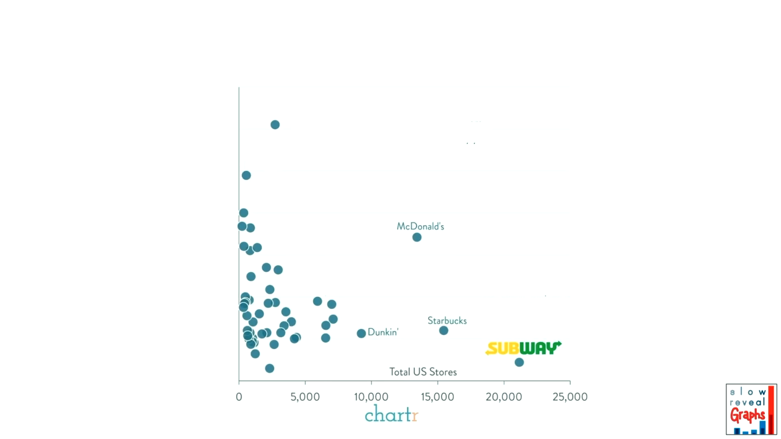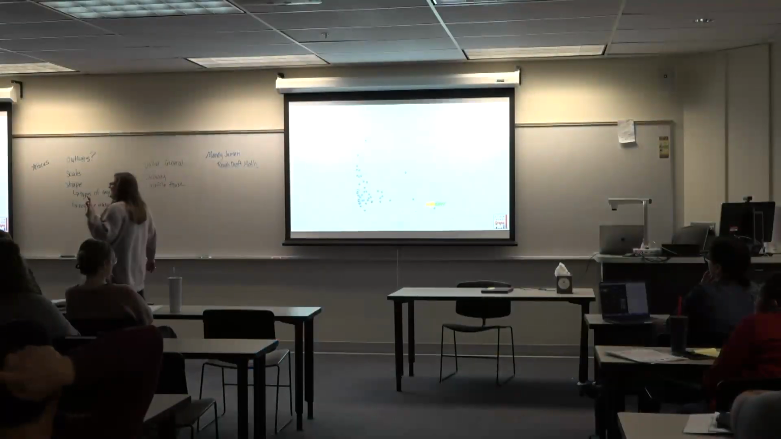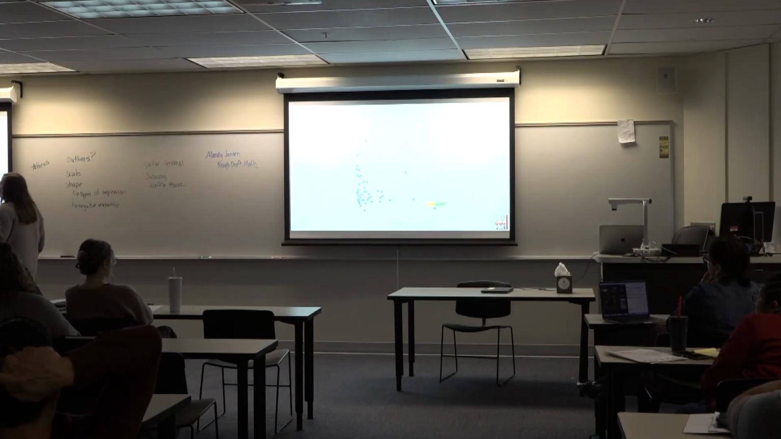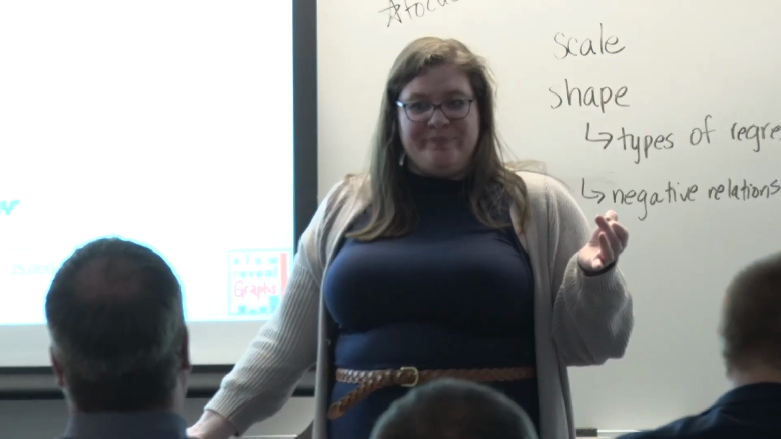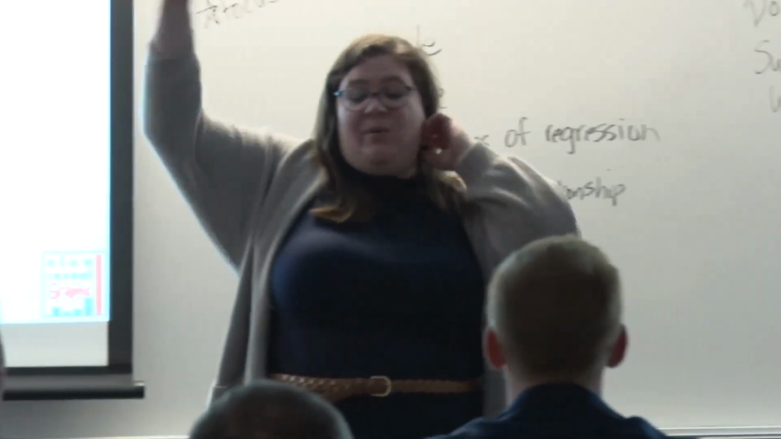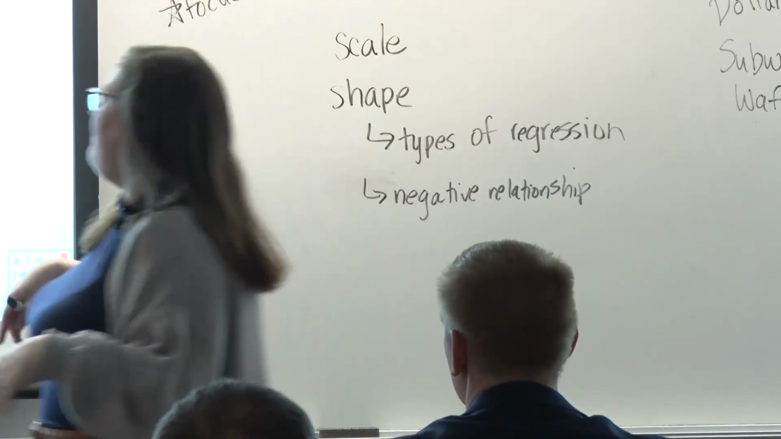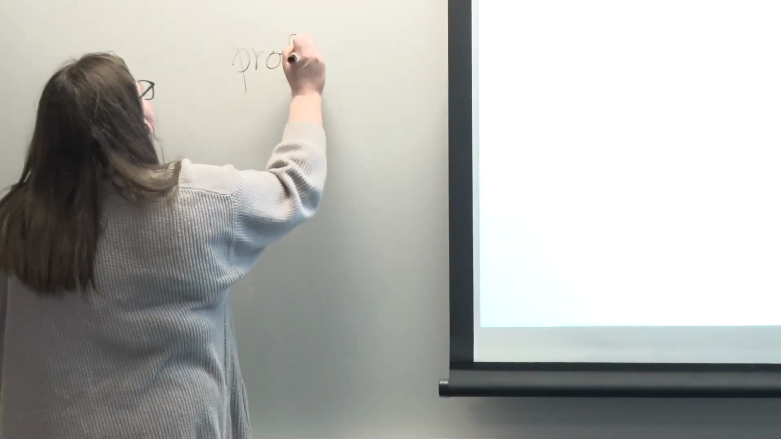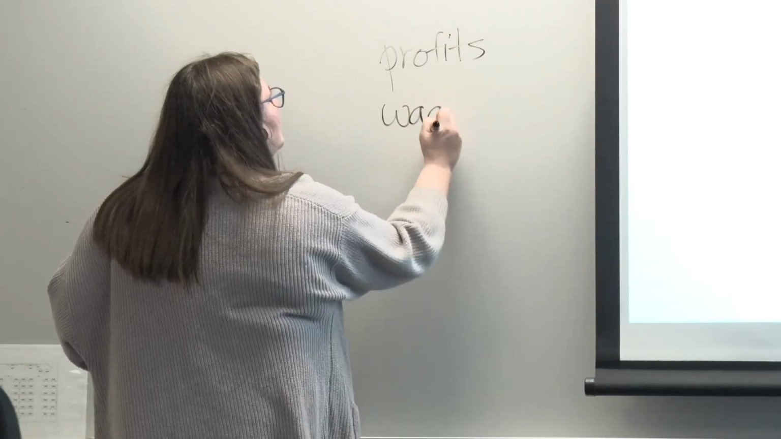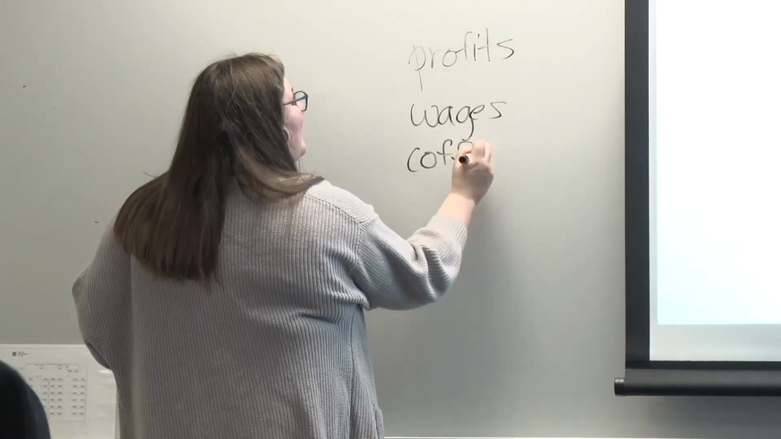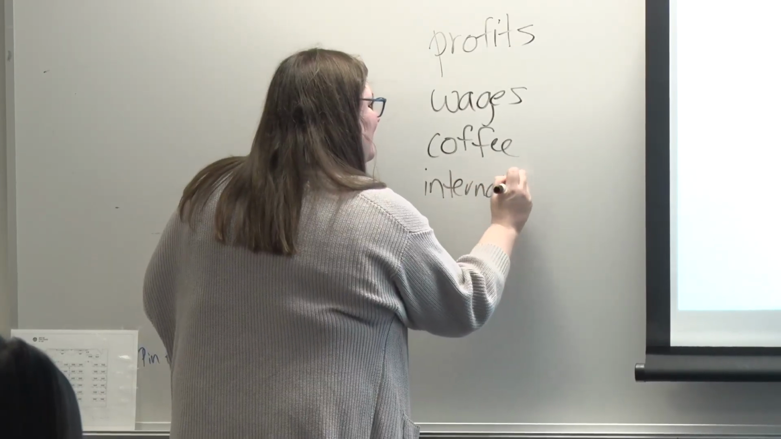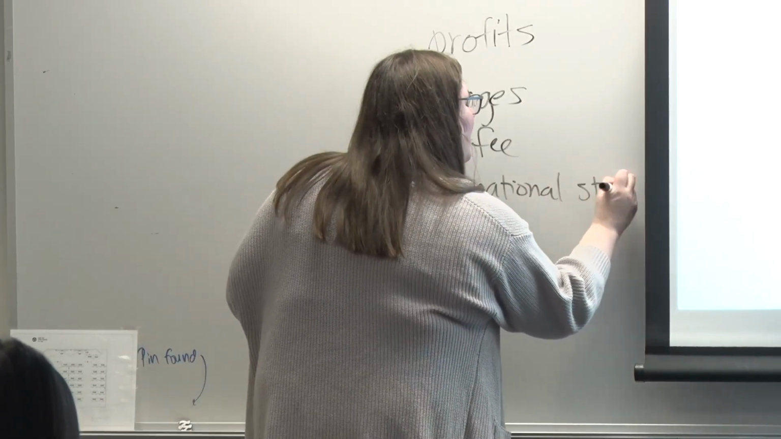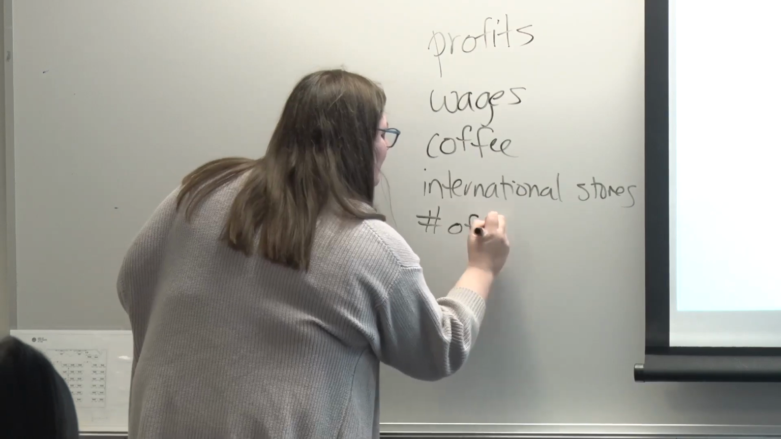Now that you know that that's Subway, does this change any of your thinking about what the y-axis might be measuring? What are some things you think the y-axis is measuring? You think profits. So I'm going to write it over here because this looks more y-axis to me. Profits. Wages. Coffee. Number of coffee sold? International stores. Amount of employees. Number of employees.